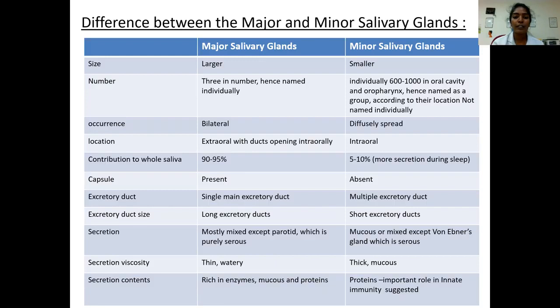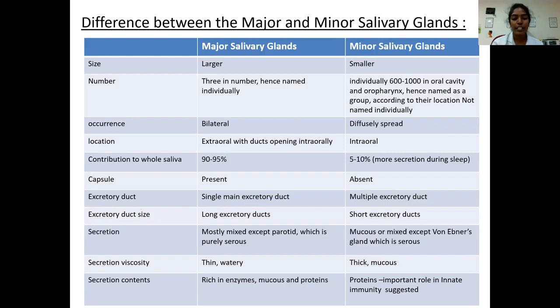Contribution to whole saliva: major salivary glands contribute about 90 to 95% of saliva, whereas minor salivary glands contribute 5 to 10% of the secretion. For a major salivary gland, a capsule is present, whereas it is absent for a minor salivary gland. The excretory duct: there is a single main excretory duct for the major salivary gland and there are multiple excretory ducts for the minor salivary gland. The secretion of the major salivary glands is mostly mixed except the parotid, which is purely serous, whereas the minor salivary gland secretion is mucous or mixed except for the von Ebner gland, which is serous.